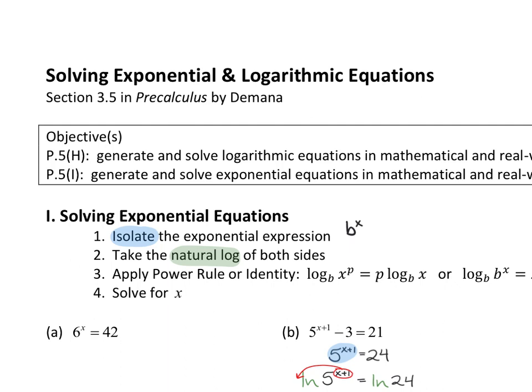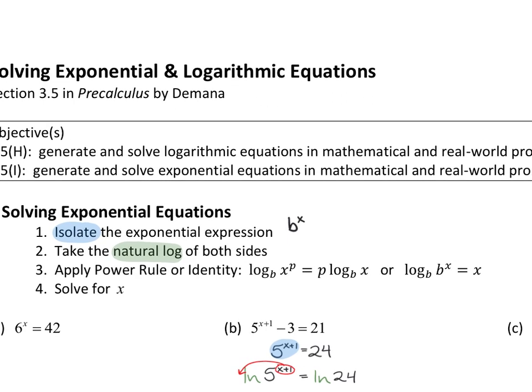And then apply either the power rule or the identity. Now the power rule, remember, is that if you have an exponent there, we're going to be able to move it to the front of the logarithm. Or the identity, which is when the bases match, that we get to cancel them out. So log base b of b to the x, since the bases are the same and you have an exponential tucked inside a logarithm, they will cancel each other out. And then we'll just solve for x like normal.